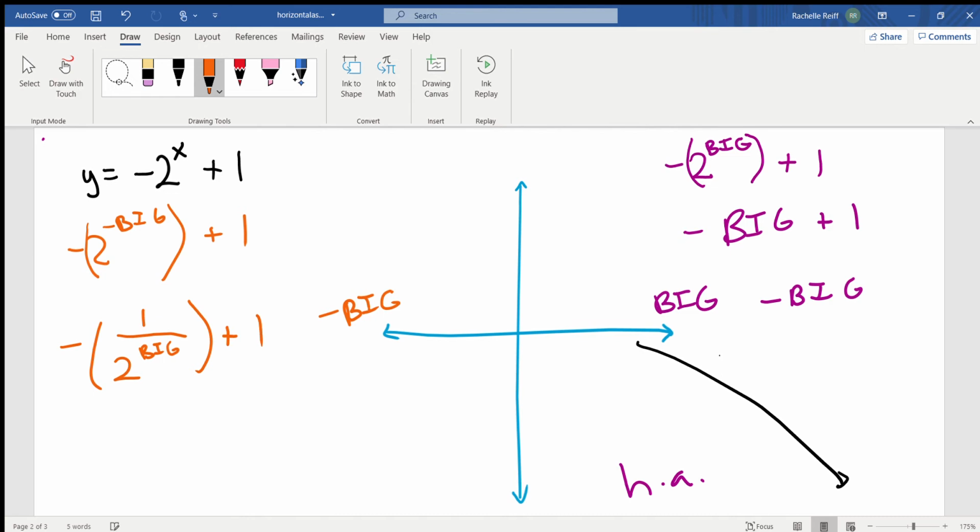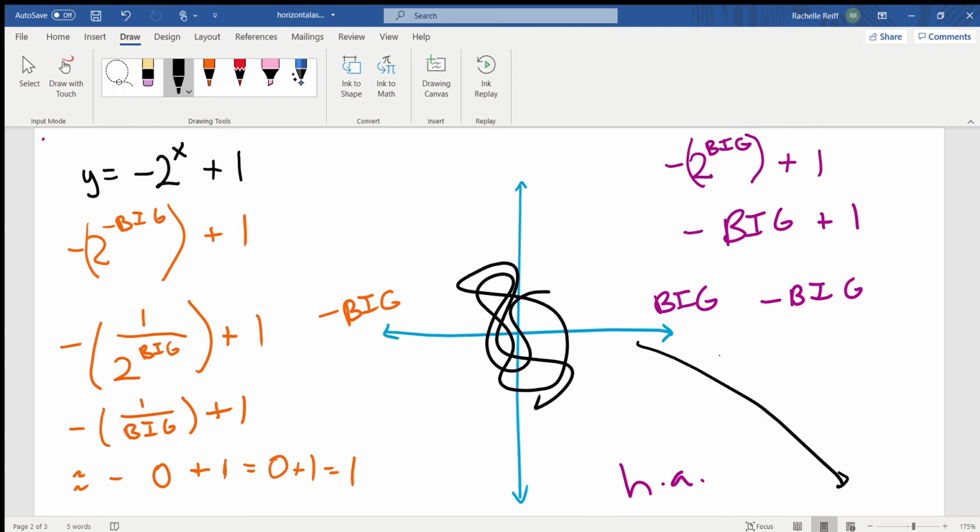So 2 to a negative big number is the same as 1 over 2 to a really big number. But what is that? Well, 2 to a big number is just another big number. And if I had 1 pizza and shared it with 1 trillion gazillion people, I'd basically have nothing. So 1 divided by a big number is basically 0. So my function eventually on the left side is basically going to be 0 plus 1, which means it's basically going to be 1. That means eventually my function, whoa, does all this weird stuff, but eventually it's going to look like the function y = 1.